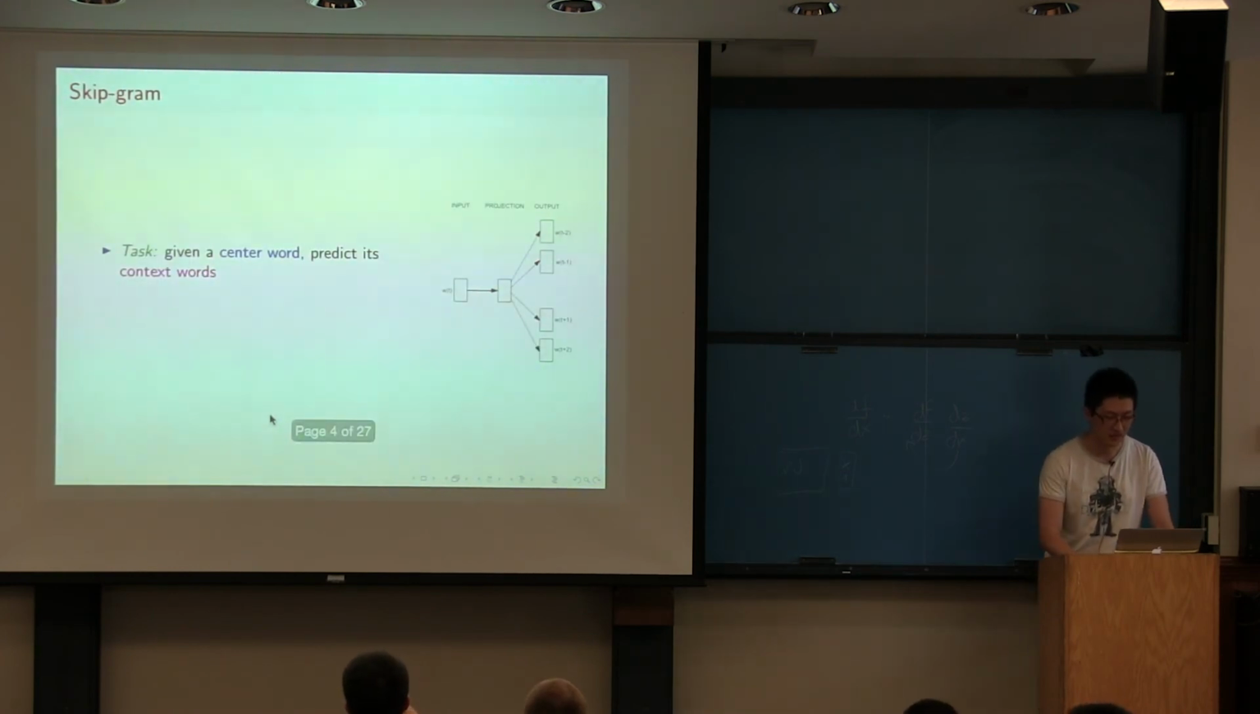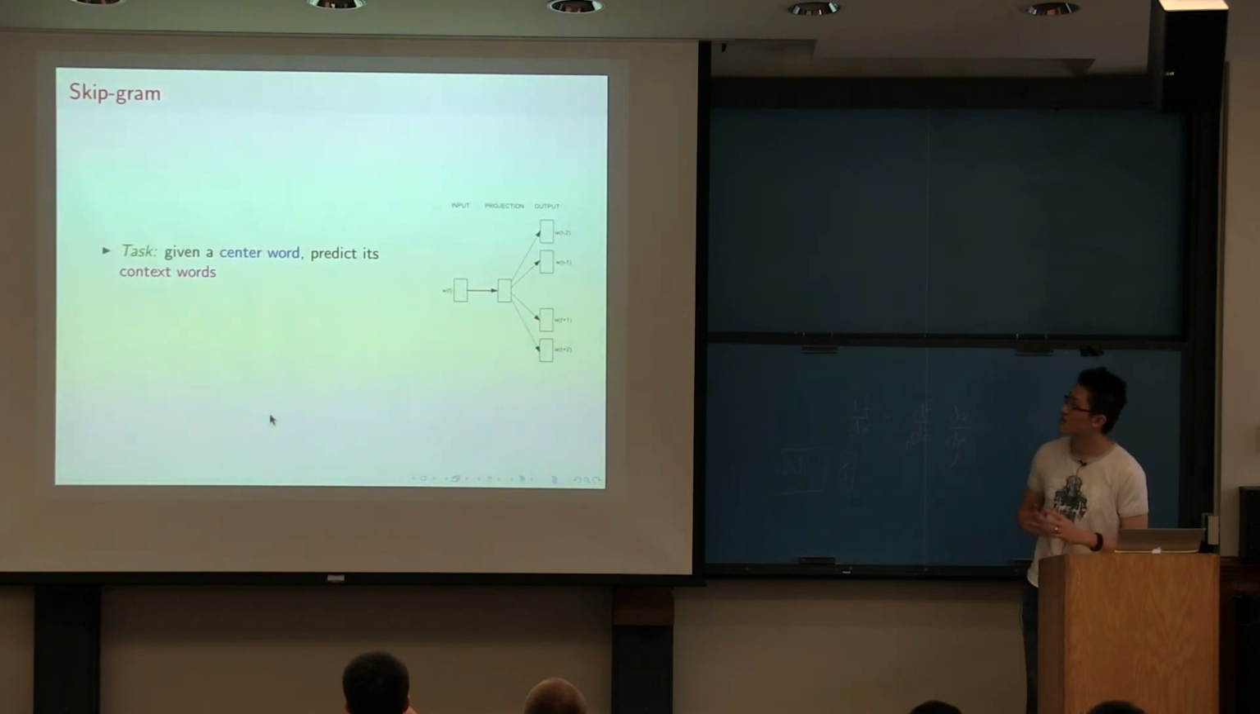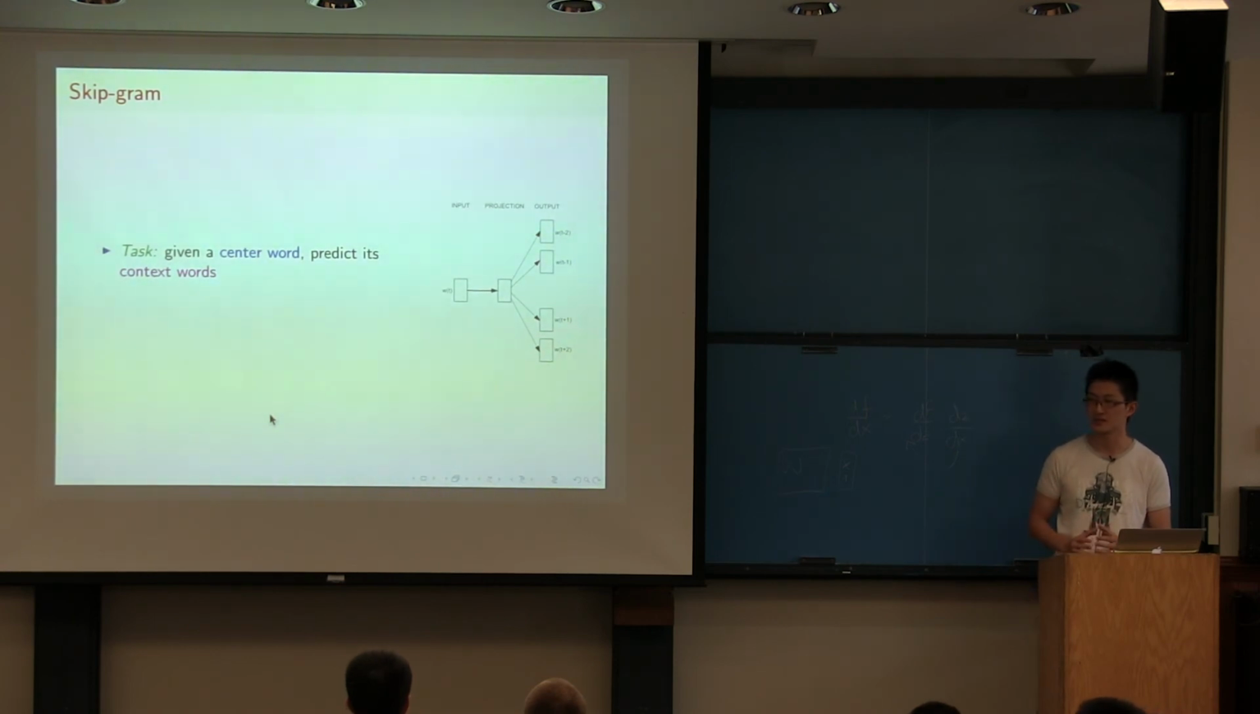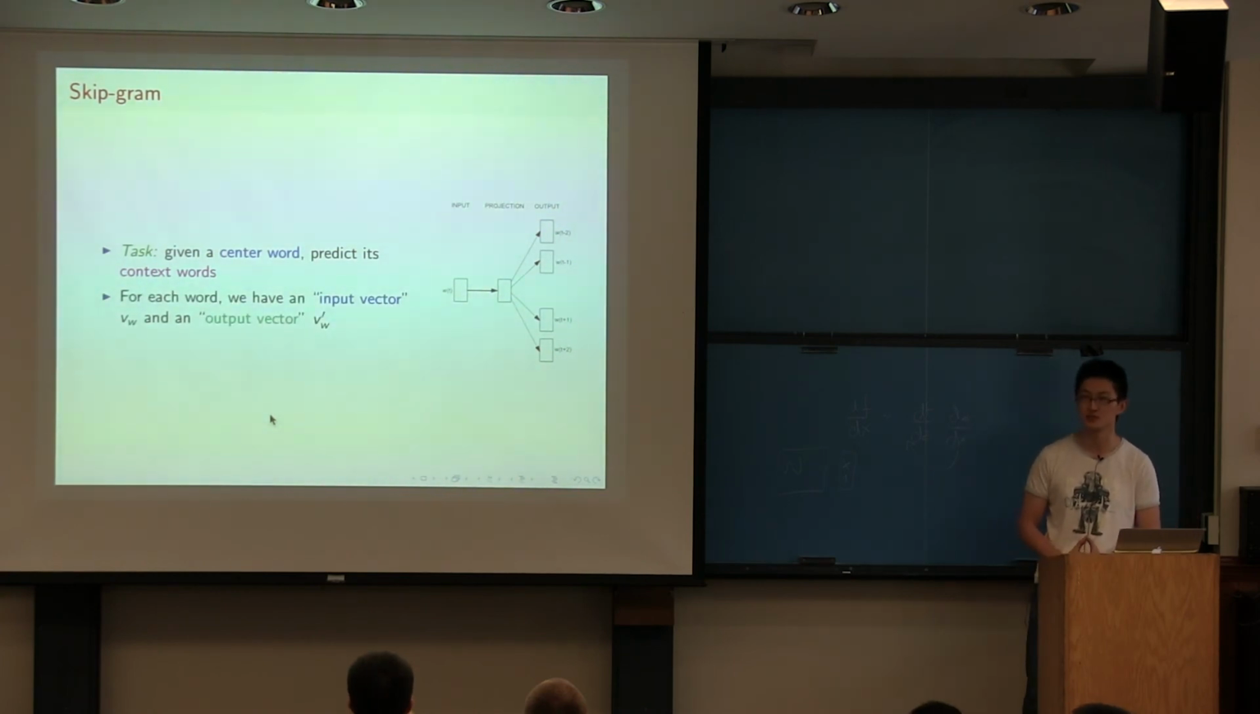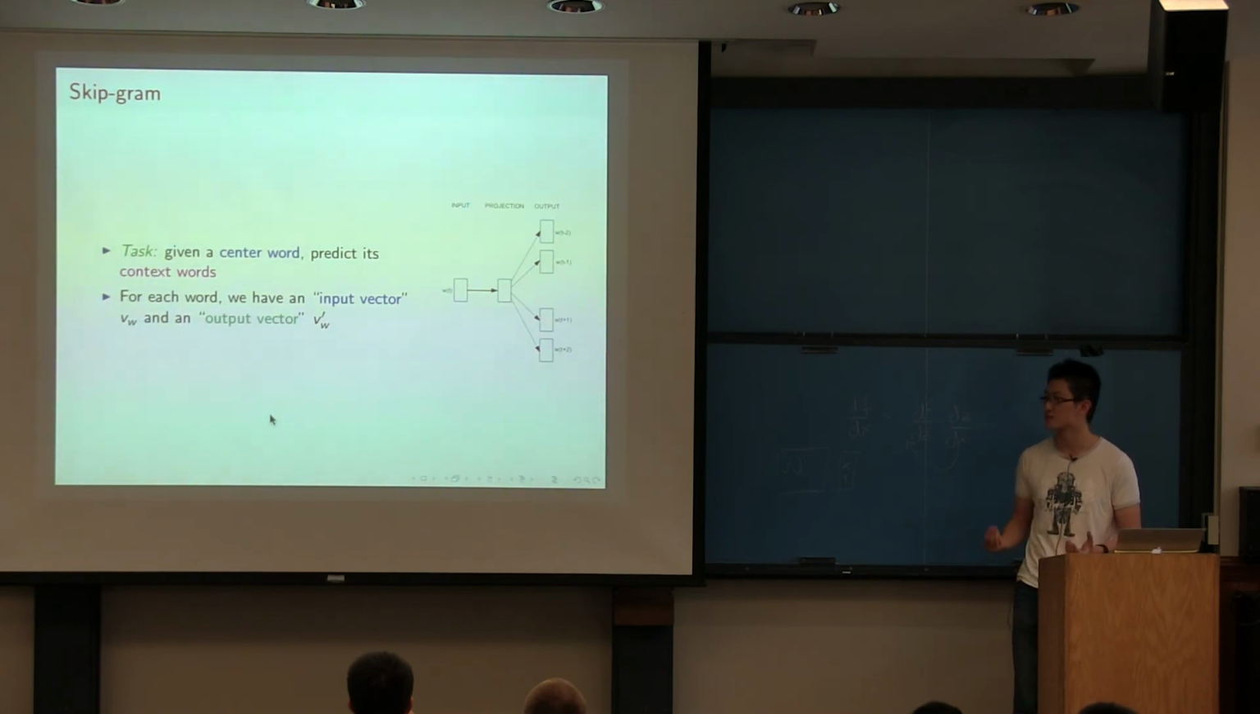First, with word2vec, remember that we talked in class about one of the word2vec models, skipgram, where the task is, given a center word, to predict all the context words. For this task, for each word, we associate two vectors with it: one input word vector and one output vector.